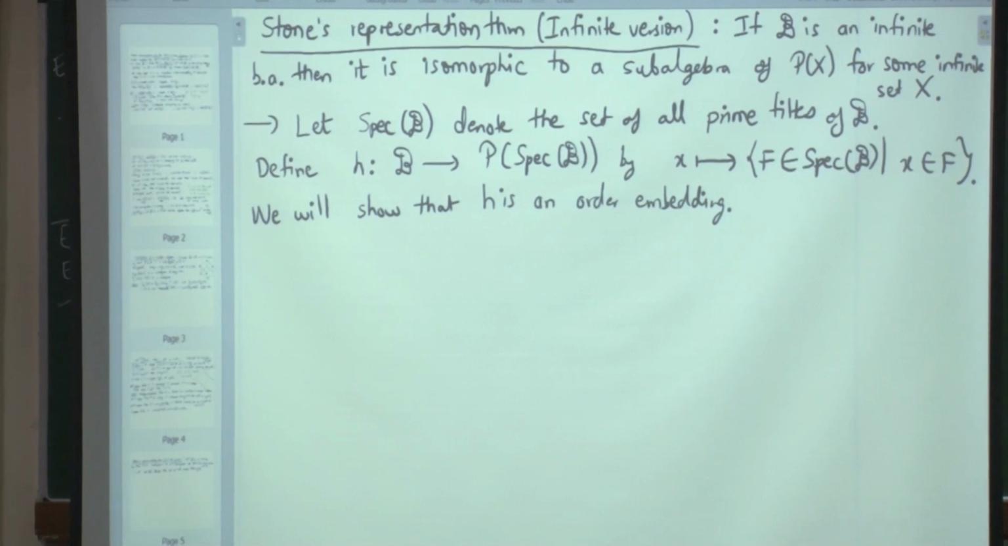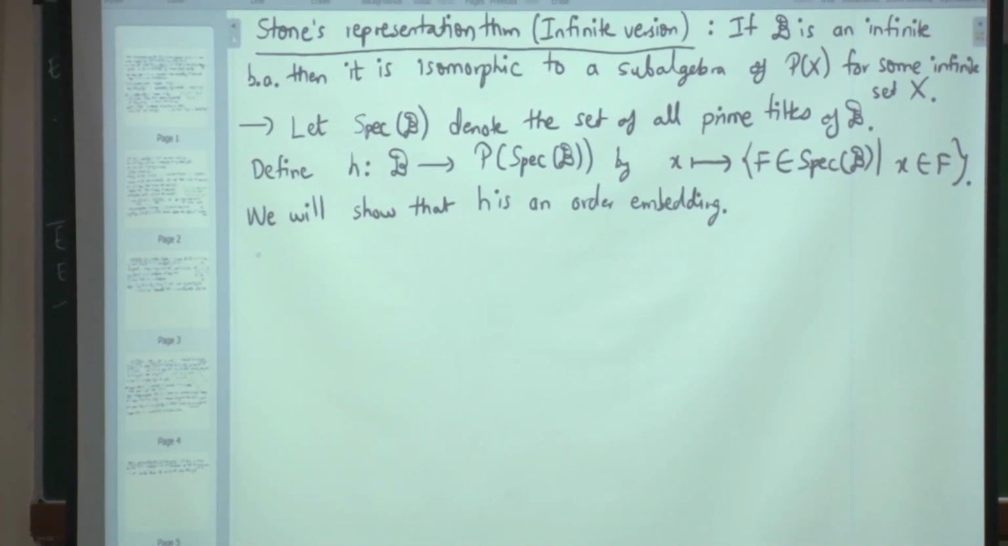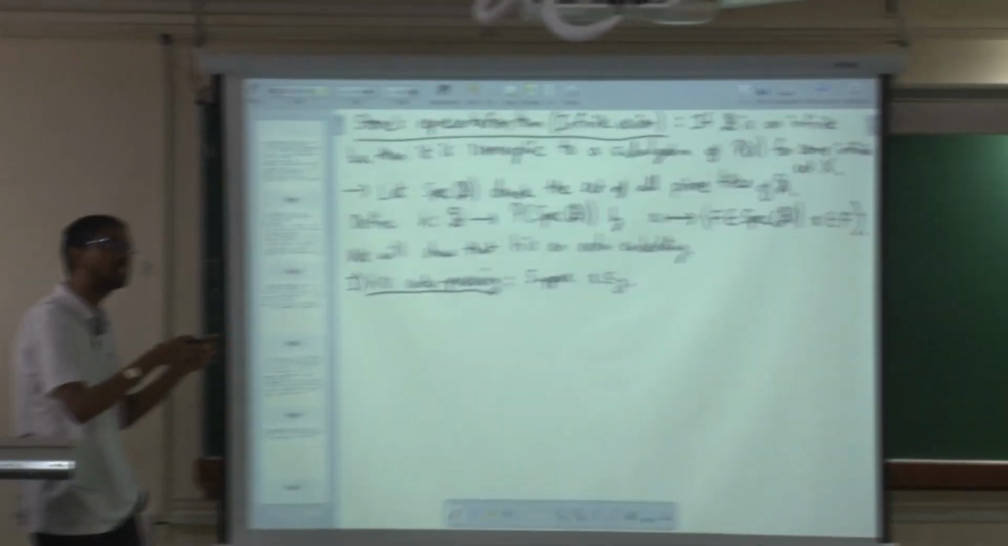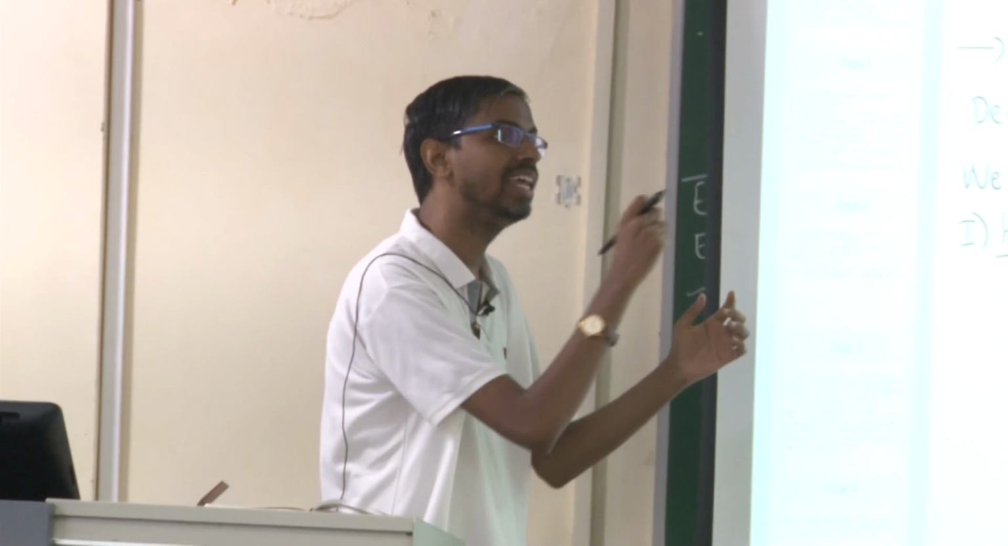Okay, the first thing, what should we do? So first thing, that H is monotone, order preserving. So suppose X is less equal Y. What do we need to show? That Hx is contained inside Hy. So that means all those filters which contain X must contain Y.